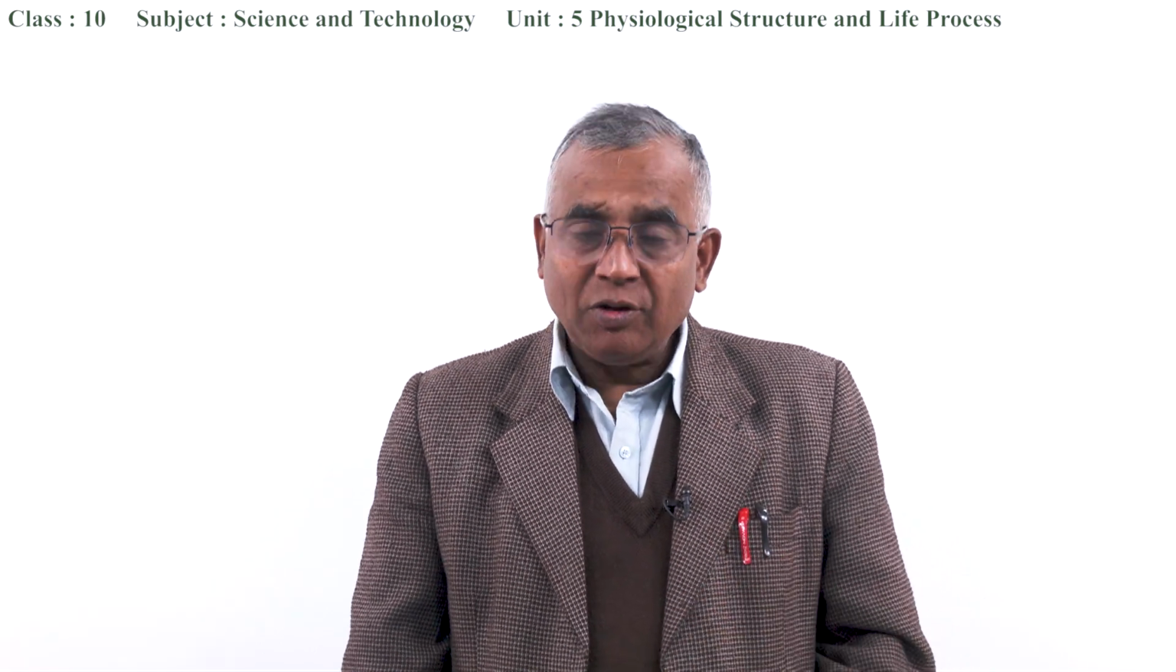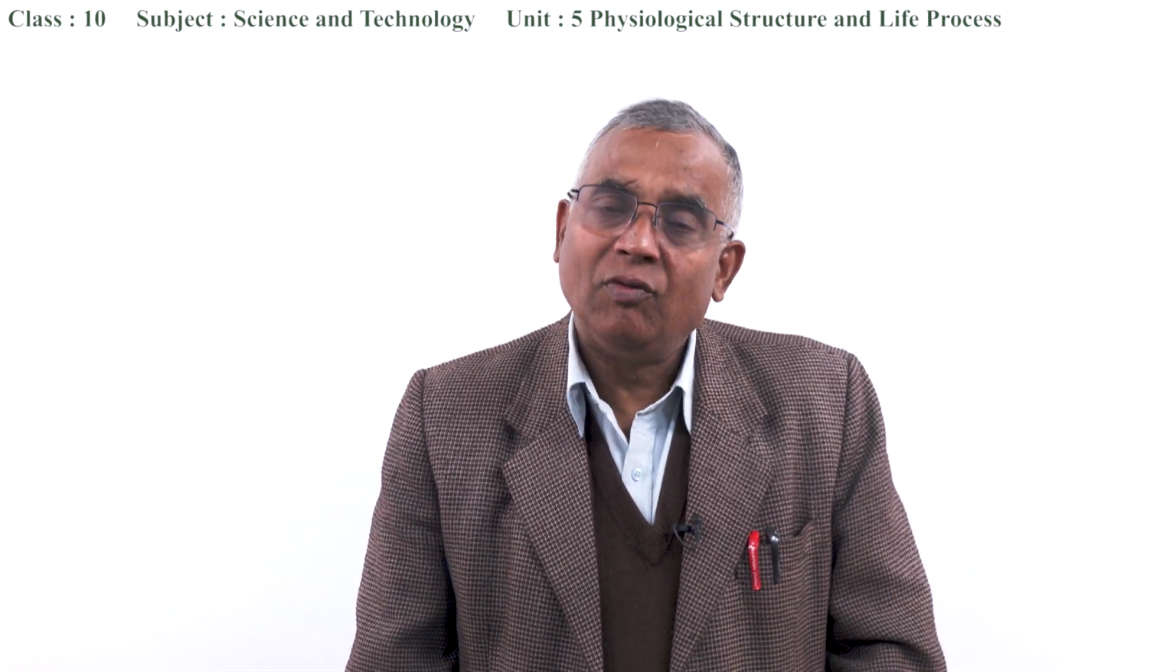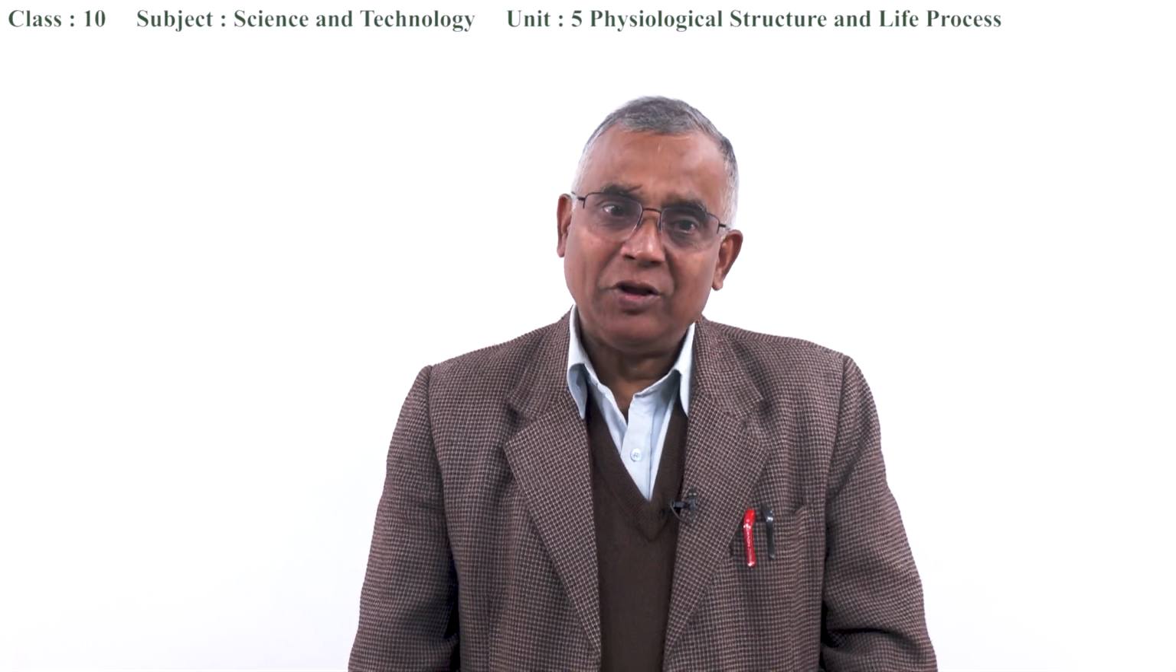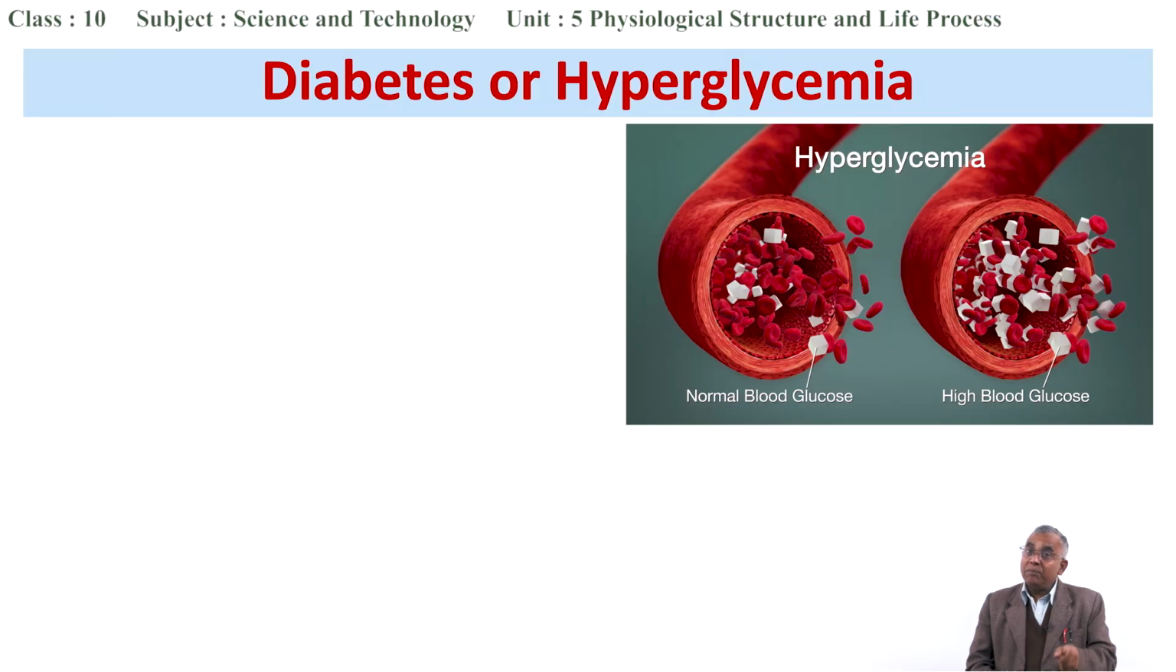But before it, we are going to start the lesson from diabetes, or hyperglycemia. You know hyper and hypo. Hyper is more than required and hypo is less than required. These terms are very common, so keep them in your mind. Glycemia is related with glucose, sugar. Glucose is a type of sugar, a very simple sugar molecule.